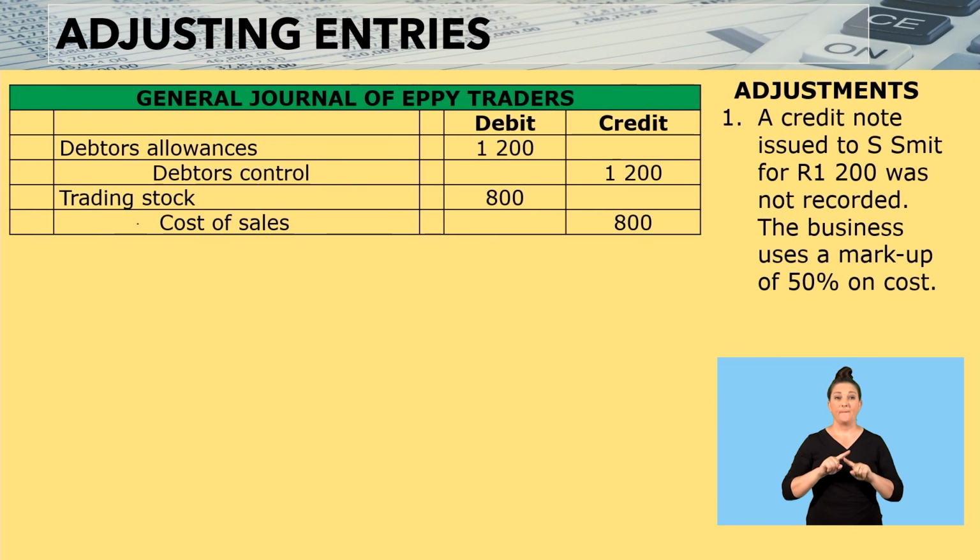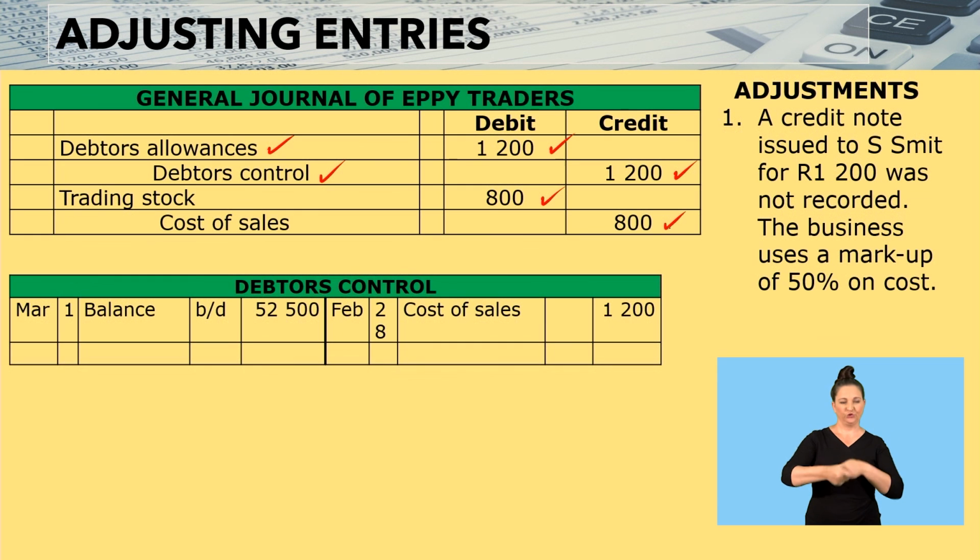In the general journal, we would therefore debit debtors' allowances because we have a credit note that we're recording, and it is 1,200. And we'll credit debtors' control, 1,200. Remember, we calculated this 800 when we said 100 over 150 multiplied by 1,200. Therefore, we will debit trading stock and we will credit cost of sales. Once that is done, you can now record this in your general ledger.